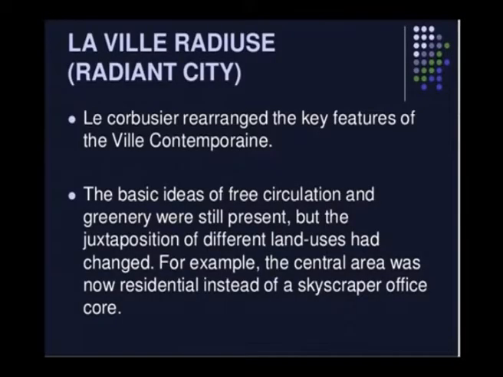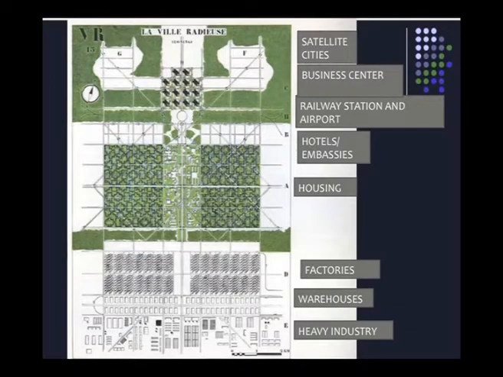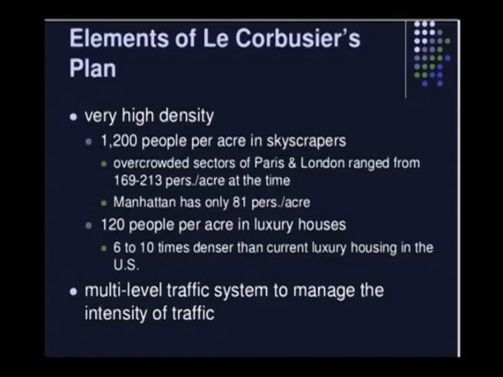Finally, the Radiant City. He rearranged the key features of the Villa Contemporaine. The basic ideas of free circulation and greenery were definitely still present, but the juxtaposition of different land uses had changed. For example, the central area was now residential instead of a skyscraper office core. So now the role was completely changed. Because of having the skyscrapers in the center, everyone was worried about the land value and the creation of empty spaces around. So now he placed the residences in the center.